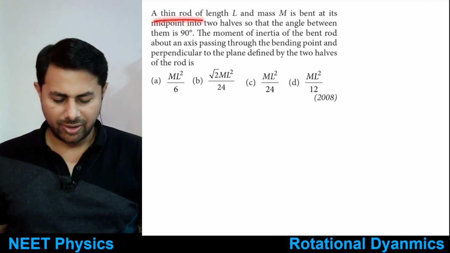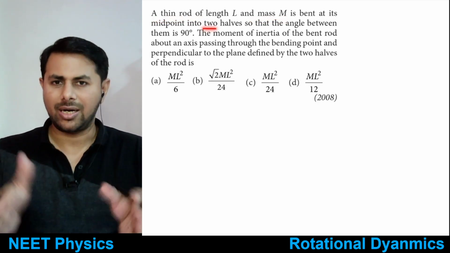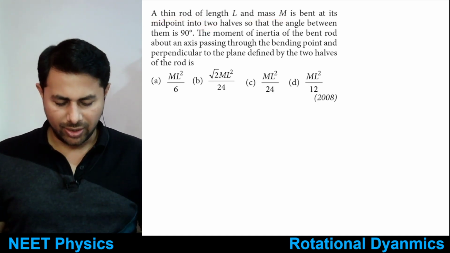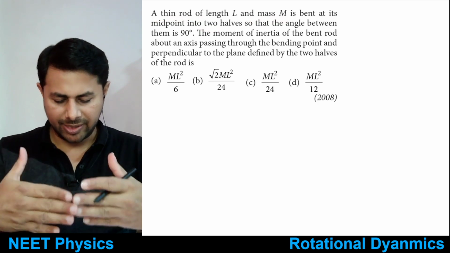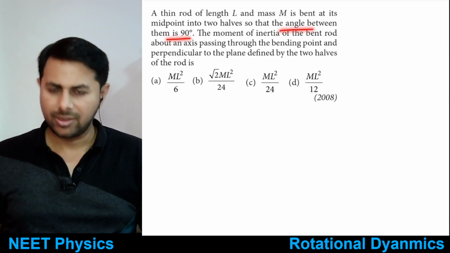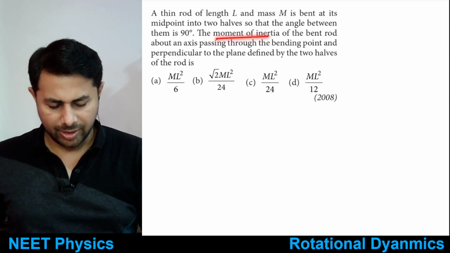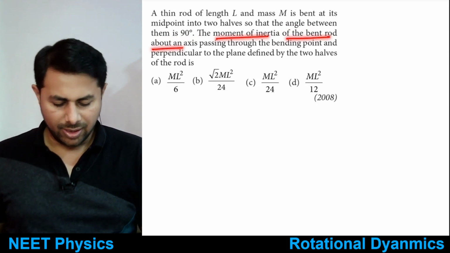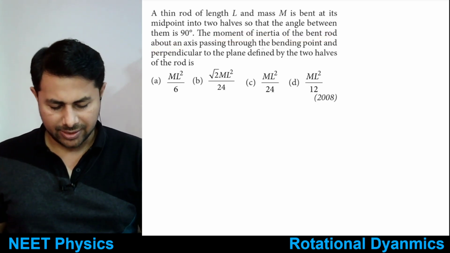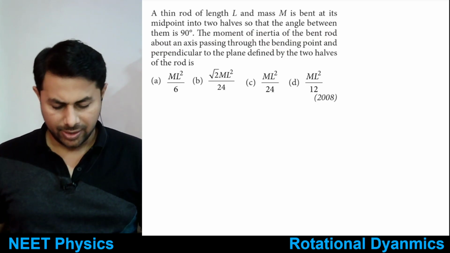A thin rod of length L and mass M is bent at its midpoint into two halves so that the angle between them is 90 degrees. Angle between two halves is 90 degrees. The moment of inertia of the bent rod about an axis passing through the bending point and perpendicular to the plane defined by the two halves. Okay, so that is fine.